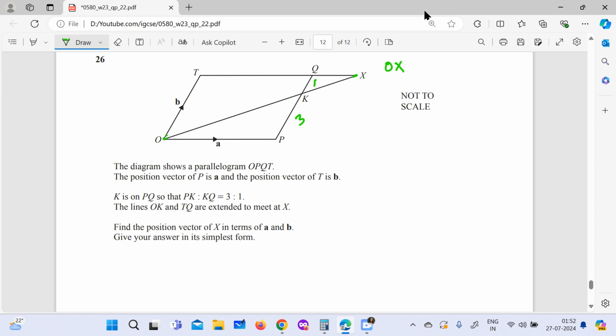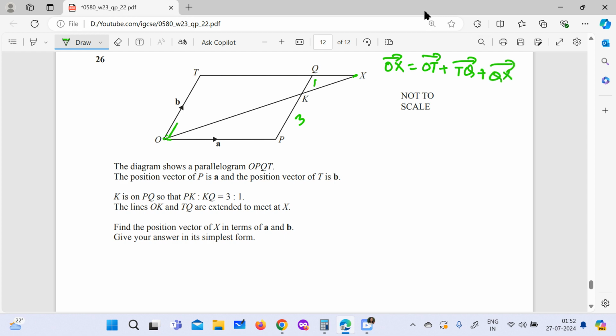How can we reach from O to X? You can reach it like this: O to T, then T to Q, and Q to X. Okay, I will choose this way: O to T plus T to Q plus Q to X.